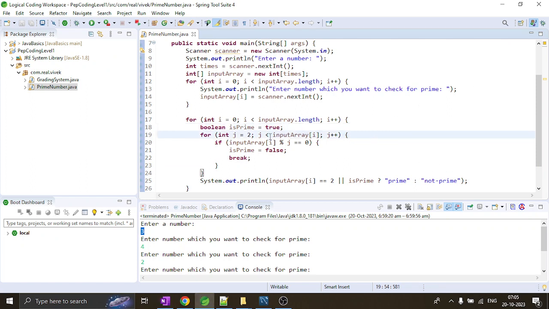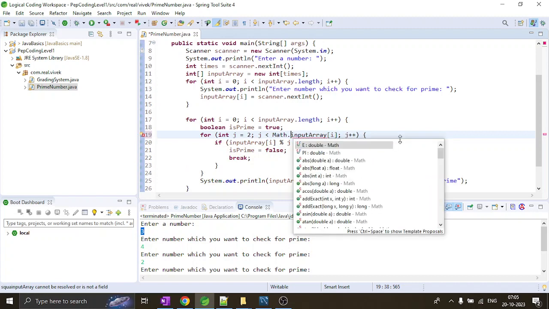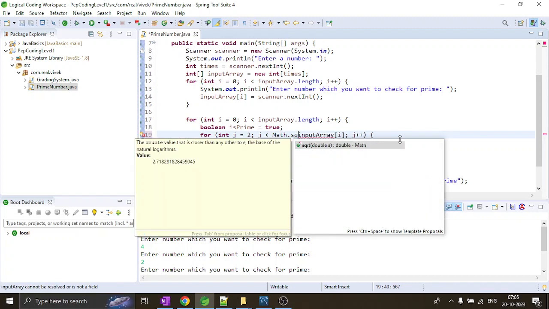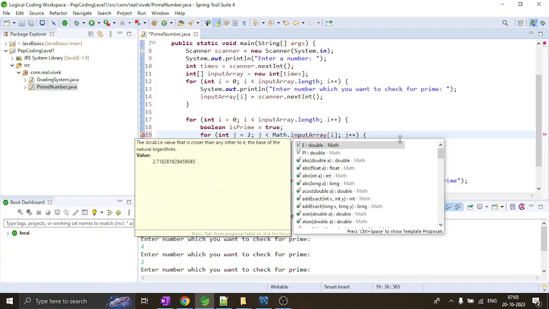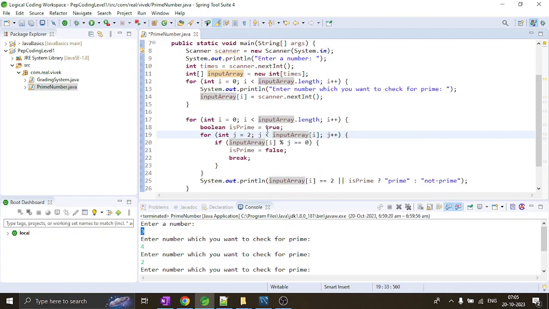So how do you find the square root of the number? I can do a math dot square root here, right? But instead of that, what I'm going to do is square on both sides. So I'll take j times j. And what will happen is that if I take square on both sides, the square root symbol will go. So that is the approach that we will be following, and let's try to run it now.